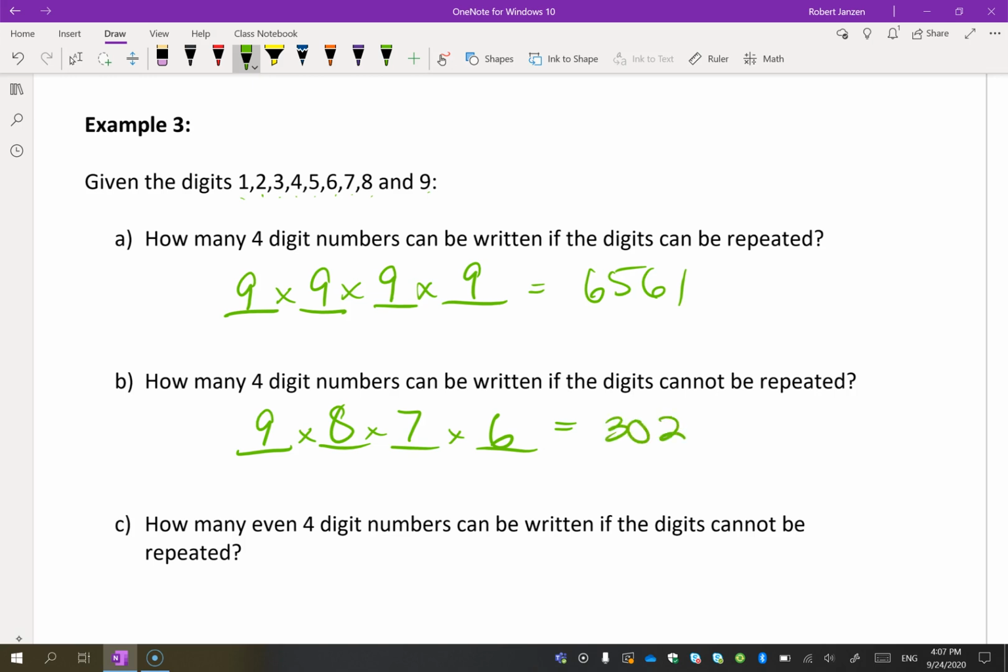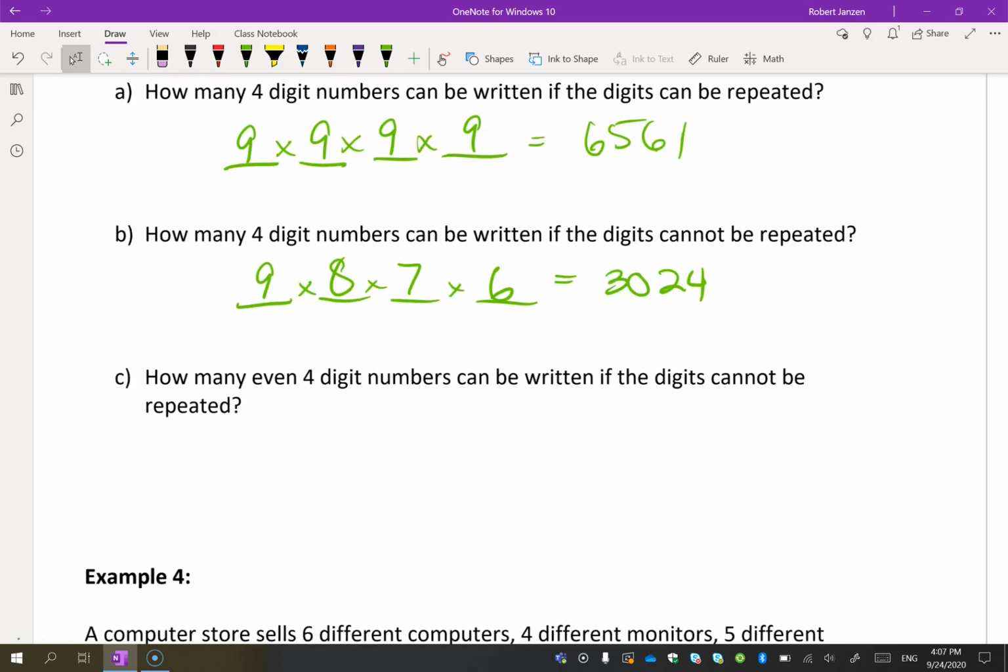Quite a few less, 3,024. Okay, how many even? Okay, got another problem here. Now the number has to end even. So for example, if my code was 1358, this would be okay. But 1357, this would not be okay because that's an odd number. And that makes this whole thing odd.